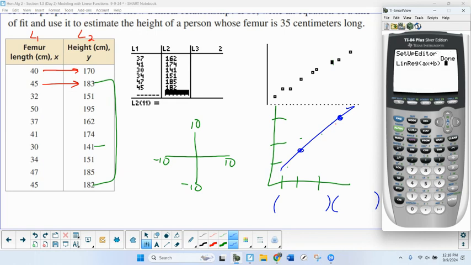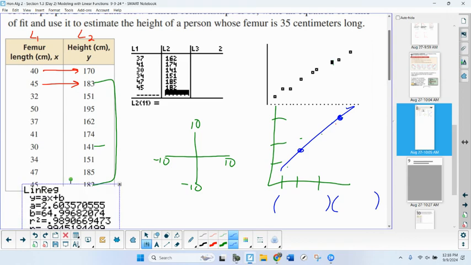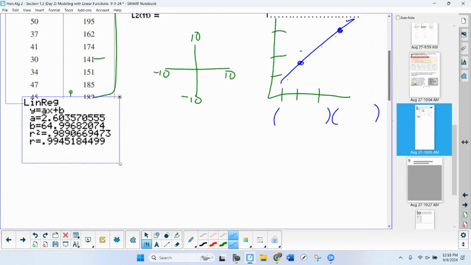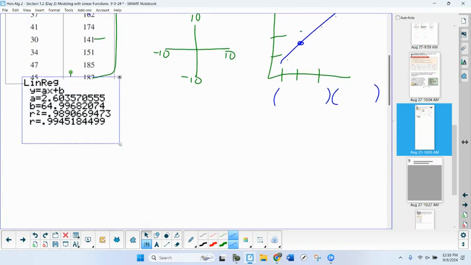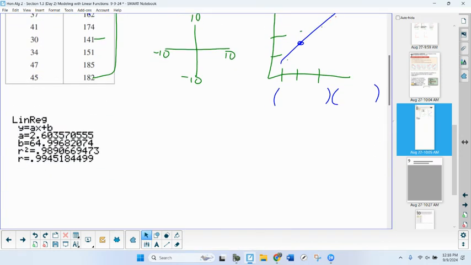Now, you guys have a different screen than me. You've got to go down to where it says calculate. I don't have calculate, I just hit enter. So some of you with the older calculators, you just hit enter. Some of us with the newer calculators, you just got it right there.